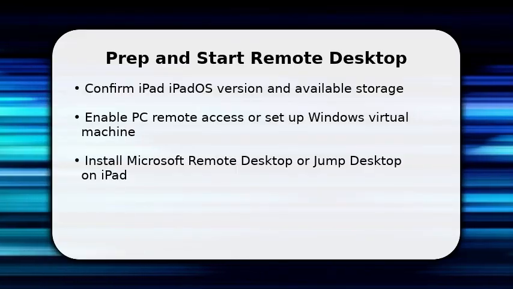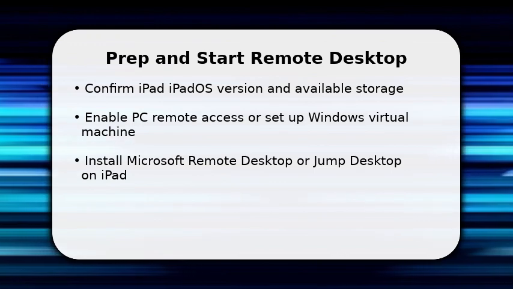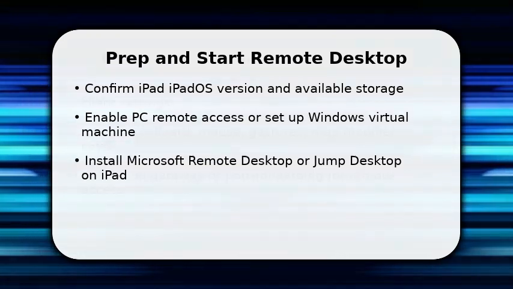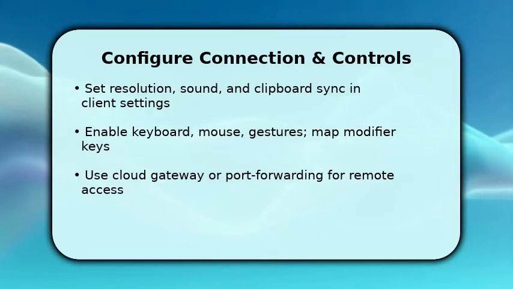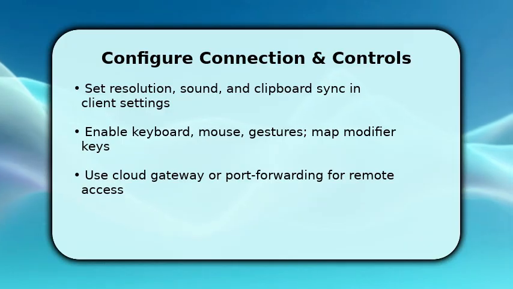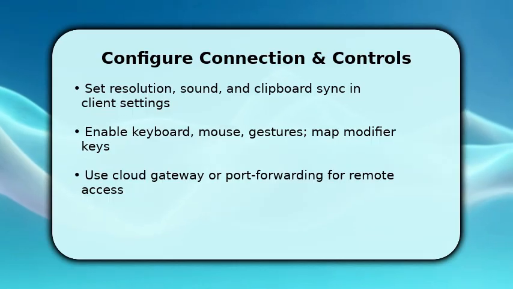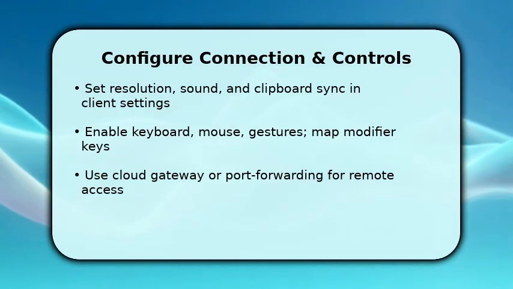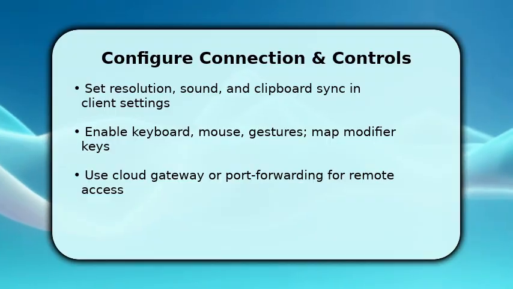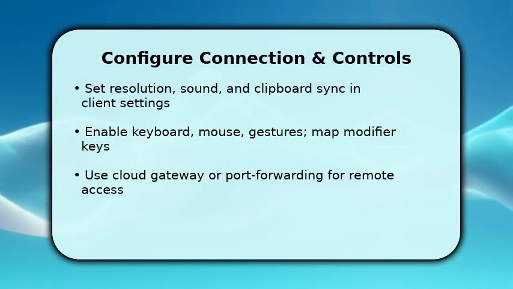Now add a new connection in the app using the IP/name, credentials, and a friendly display name to begin the link. After adding the connection, customize display and input to match touch-first use. Set resolution lower for performance and enable clipboard and sound sync. Next, adjust input. Enable the on-screen keyboard, mouse emulation, and gesture options. Map CMD/option to Control/Windows for shortcuts.